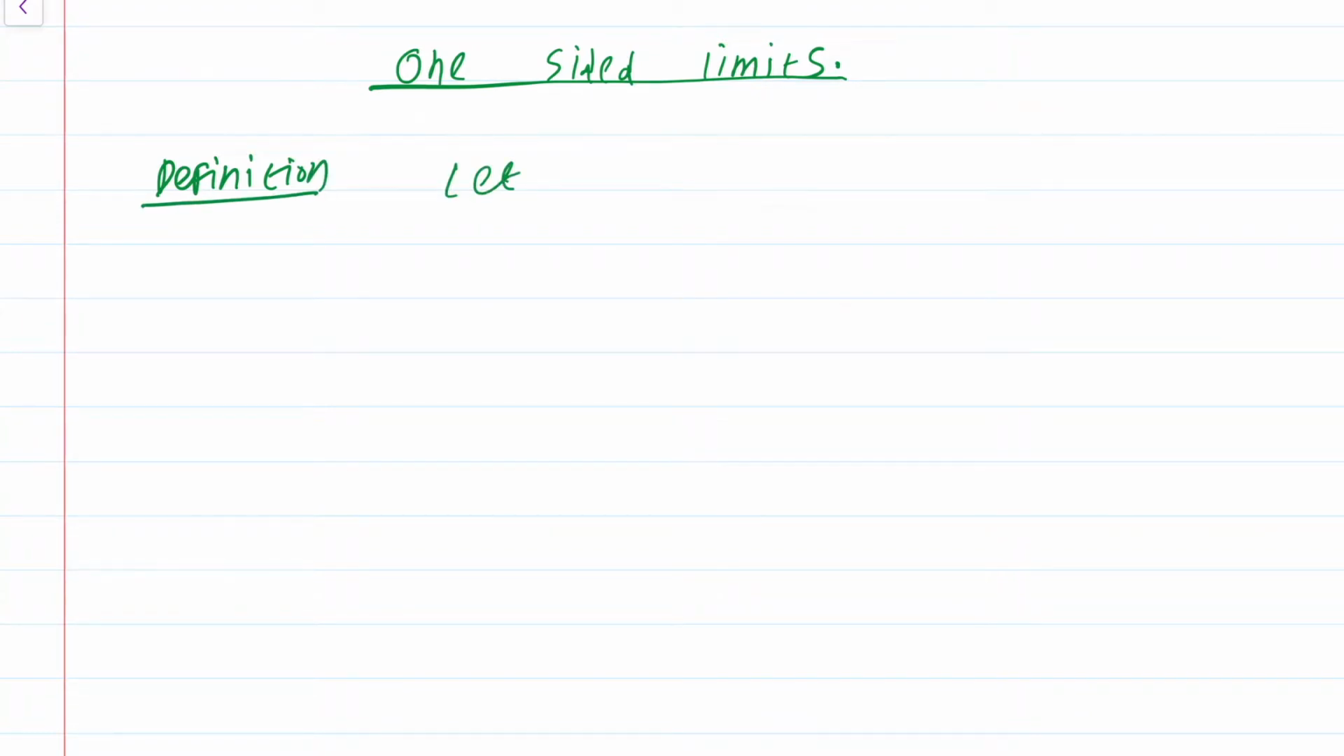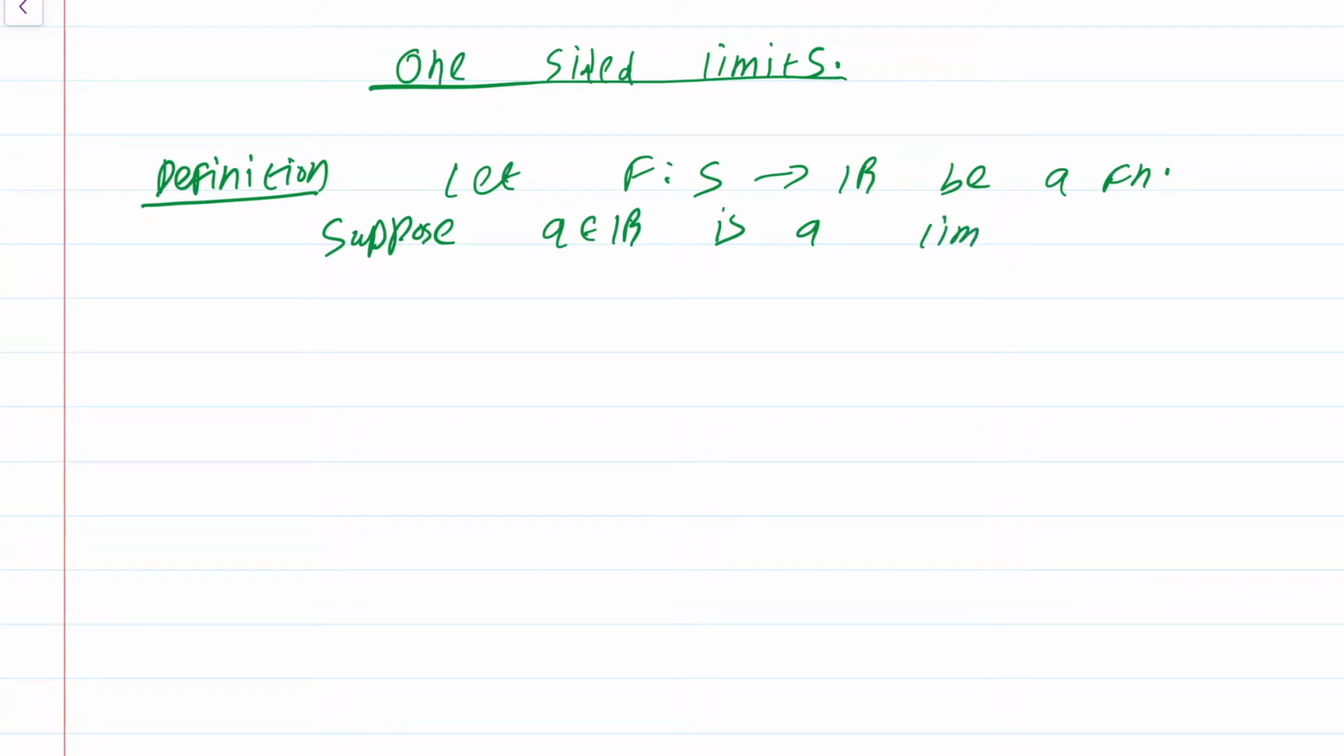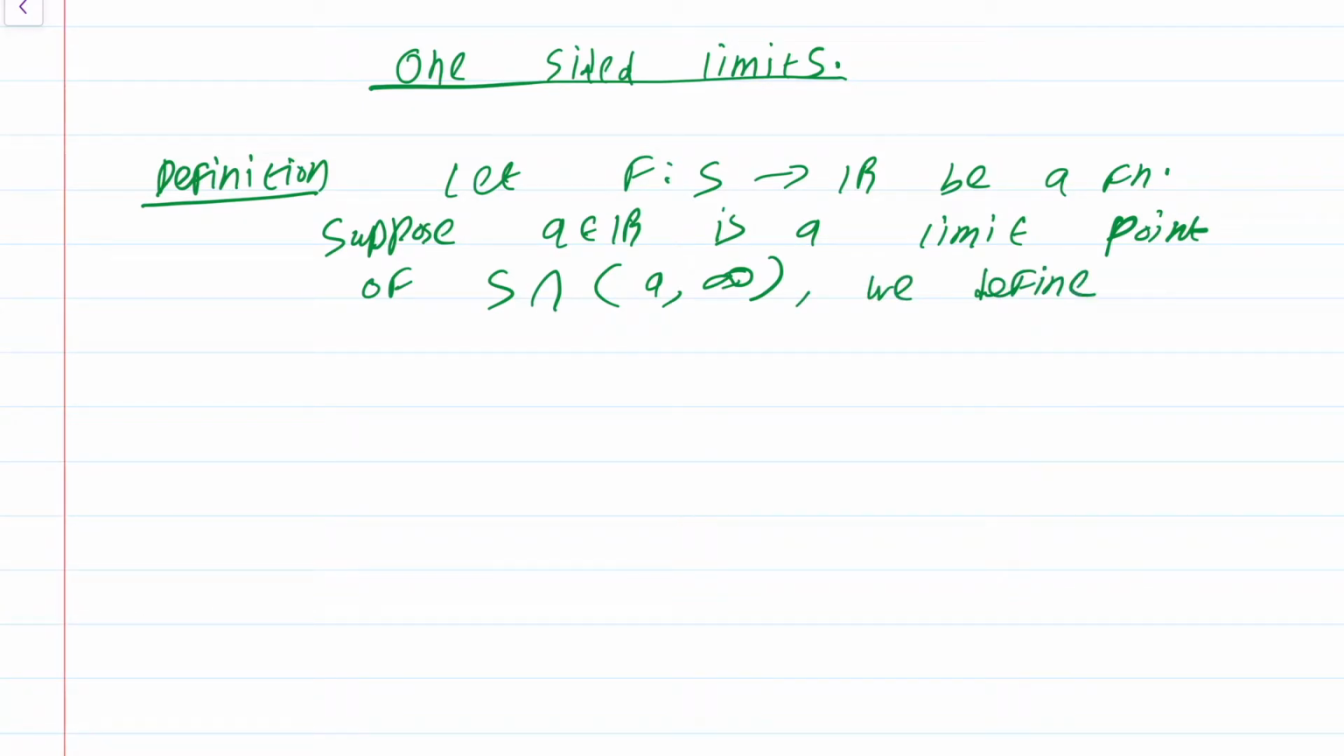Let f from S to R be a function. Suppose A in R is a limit point of S intersect (A, infinity). We define the limit as x going to A plus of f of x.